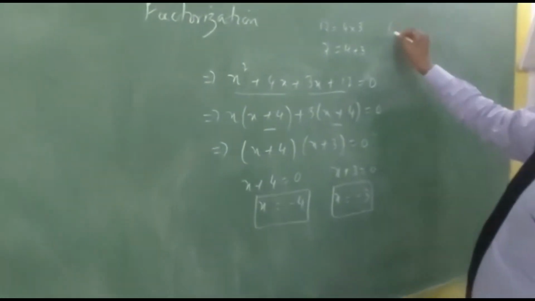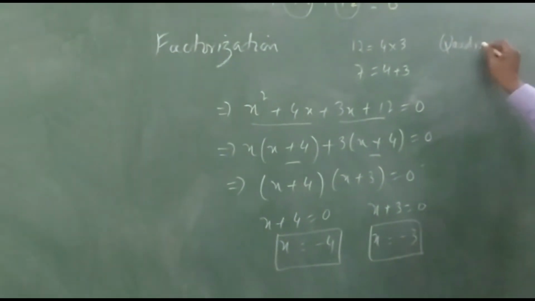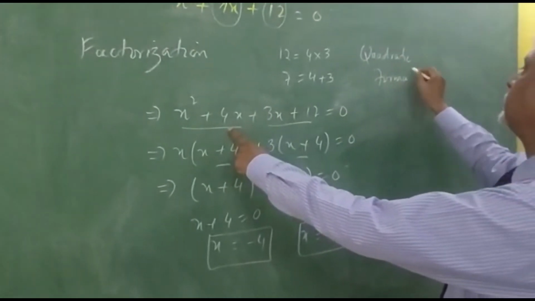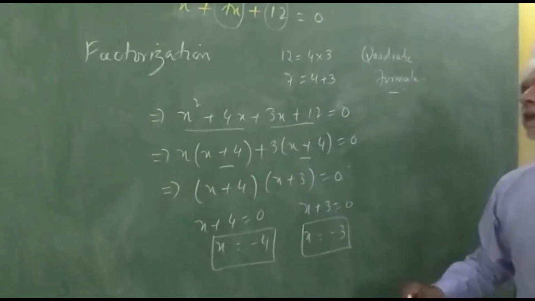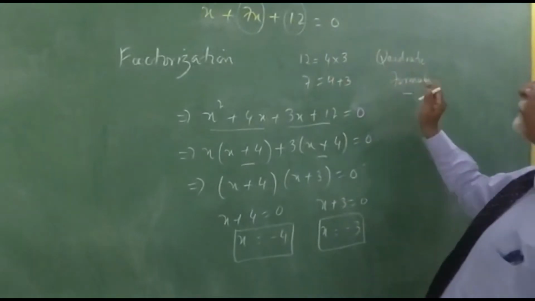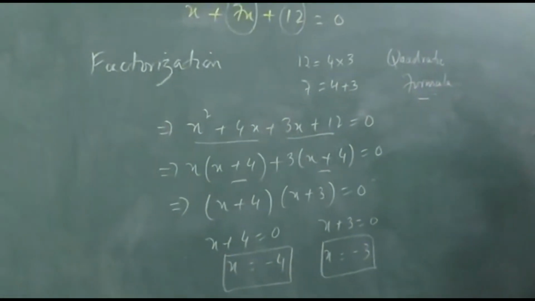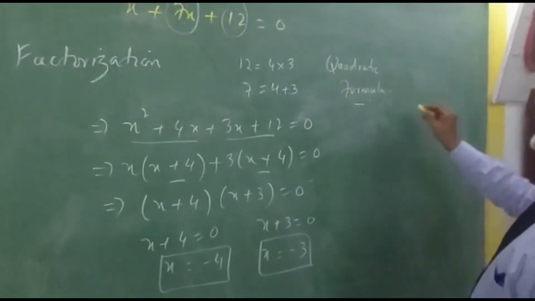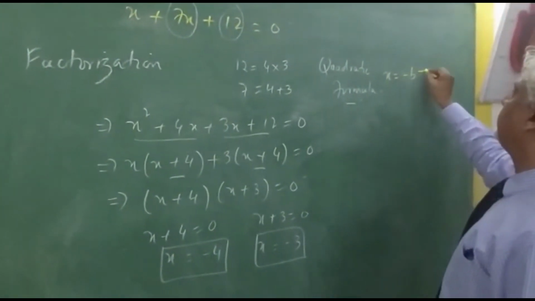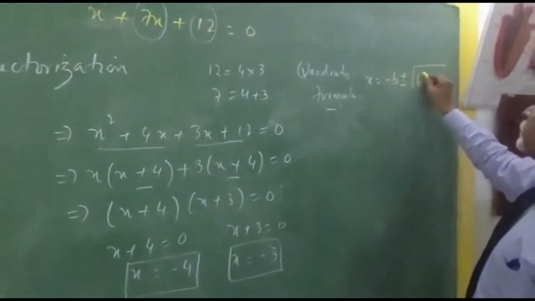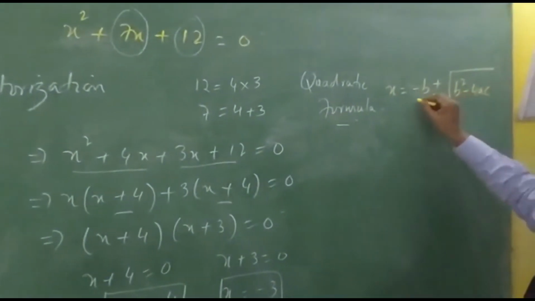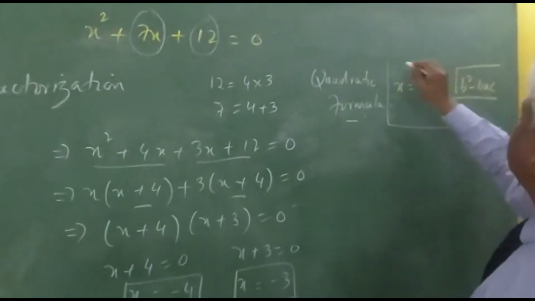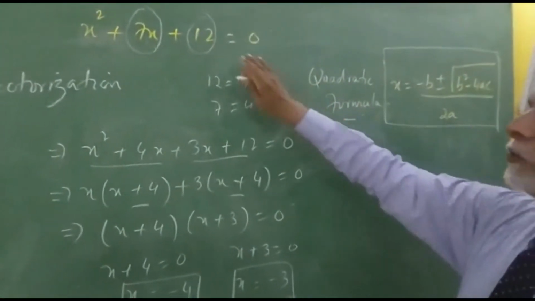Now, in quadratic, this is quadratic form, but we are solving this by the formula. And the formula for this quadratic equation, or we call it the quadratic formula, is x equals minus b plus minus under root b squared minus 4ac over 2a. This is the formula that we will be using to solve this question.